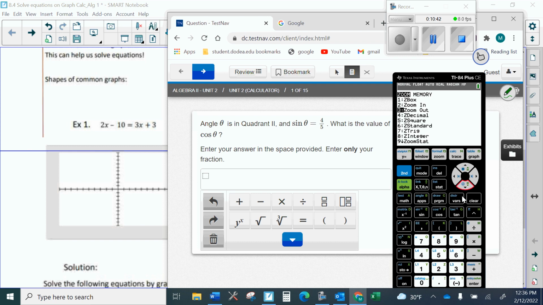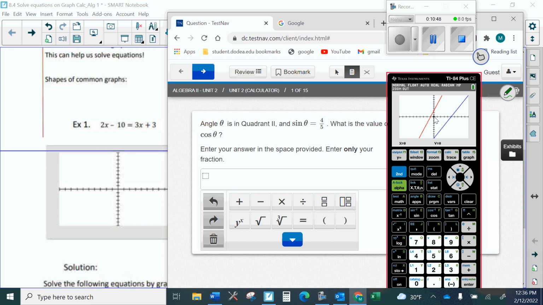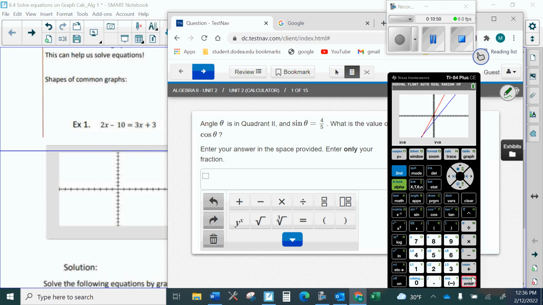I can hit number 3 or just scroll down and hit zoom out. It's going to put the cursor there. Where does it want it to zoom out? I can just hit enter again. And now notice down here, I can go ahead and see that point of intersection down here. If I can see that point of intersection, then I can go ahead and solve it. Okay, if not, I have to change my window.